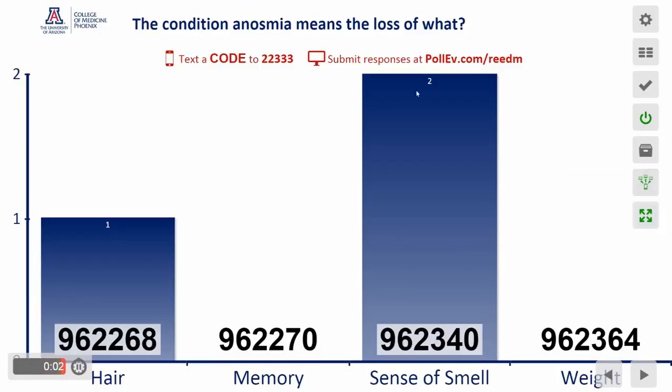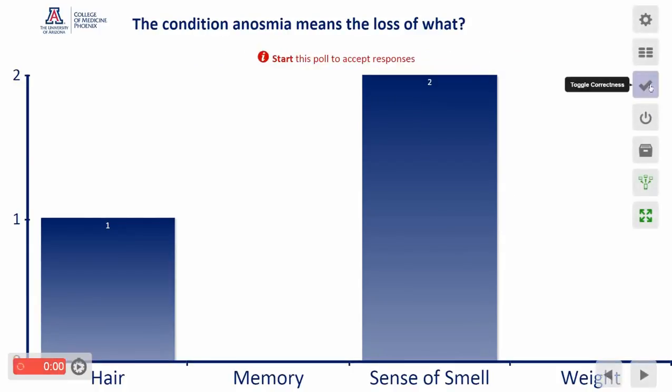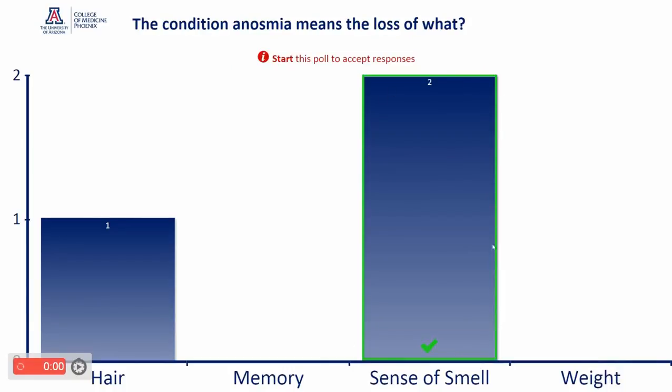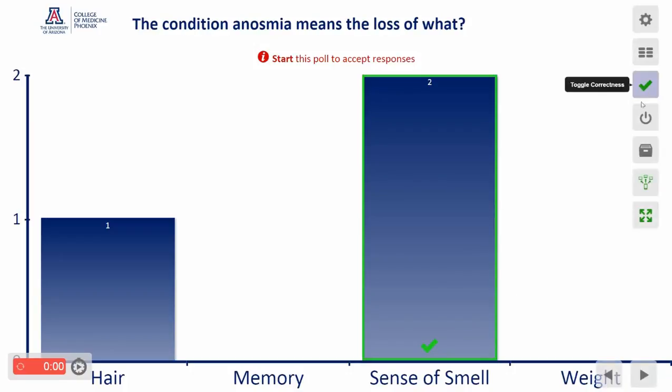I'm going to indicate what the right answer is by checking this toggle correctness button, and that highlights the correct answer in green. When I create the poll, I'll show you how to indicate which of your responses is the correct answer. That's a good way to tell people which one is correct.